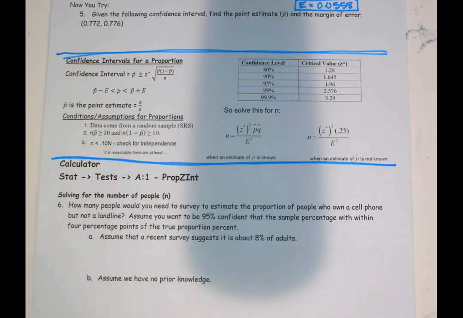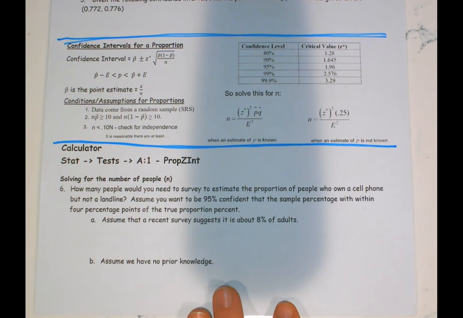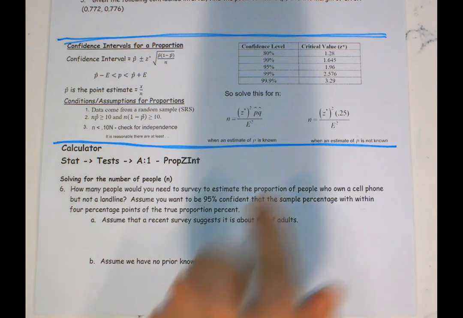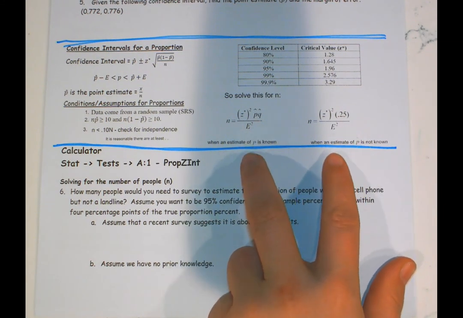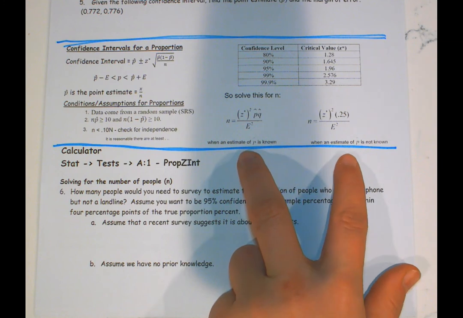So the first thing before we do confidence intervals is we can figure out solving for the number of people we would need, or the sample size. So for this one, there are 2 equations to solve for n. One of them is when we have a point estimate. One of them is when we don't.